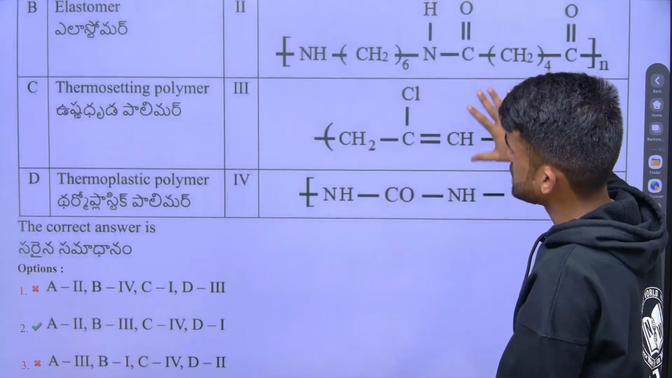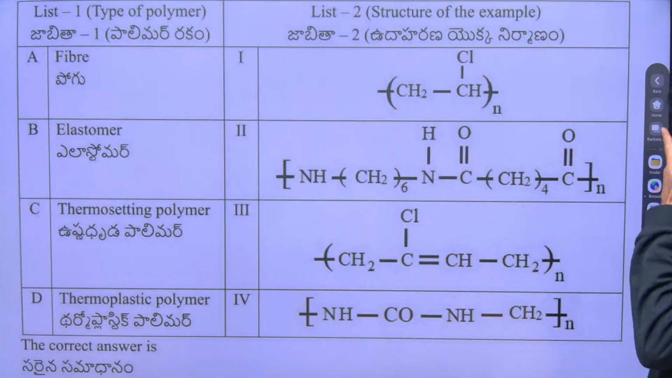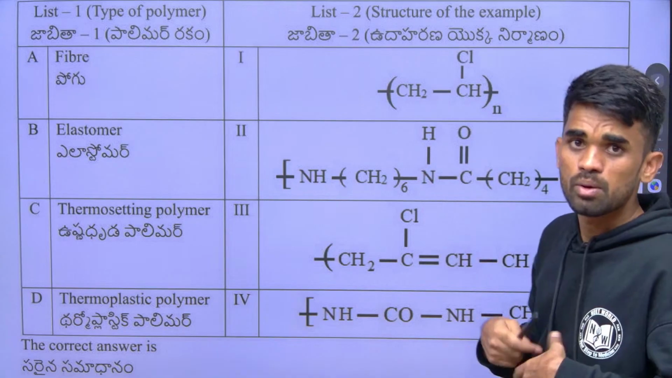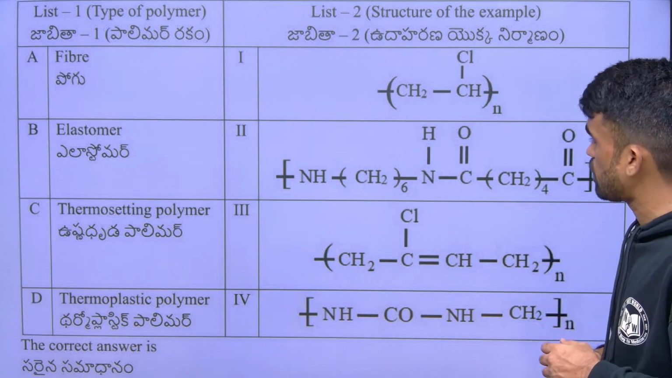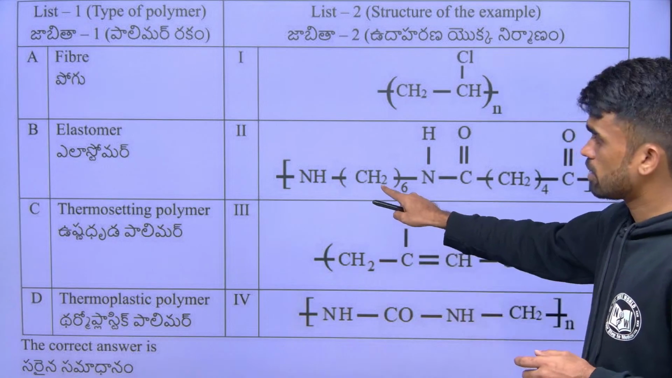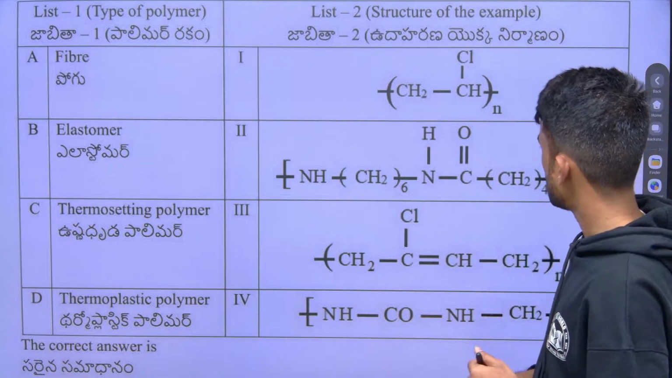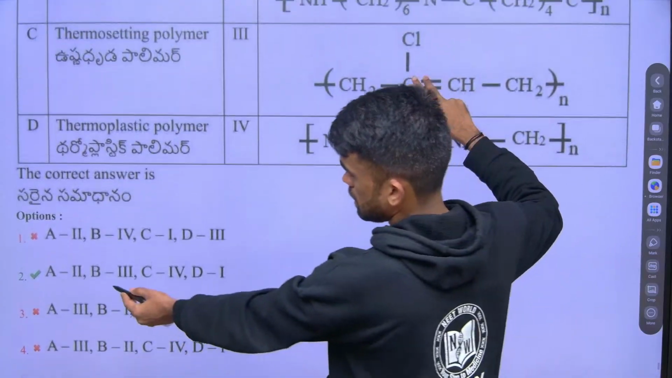Next, this is just based on polymers. You can just give a try from your side. Here we have PVC, vinyl chloride they have taken, so this will form polyvinyl chloride. And this is Nylon 6,6, which is a fiber, right? How is it formed? From hexamethylene diamine and adipic acid. So fiber, so A2 you can go, which is there in the second option.